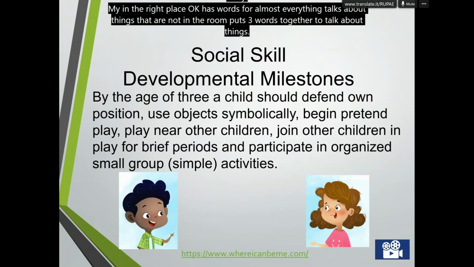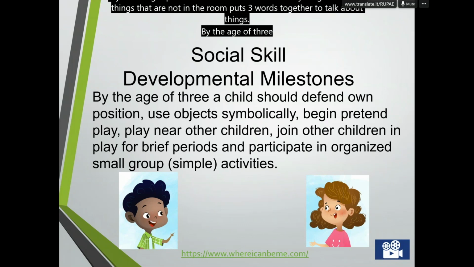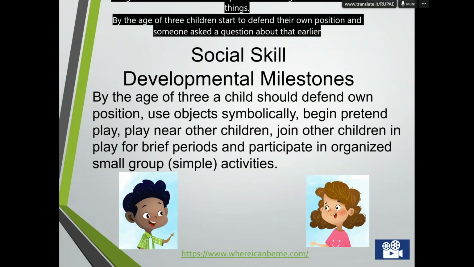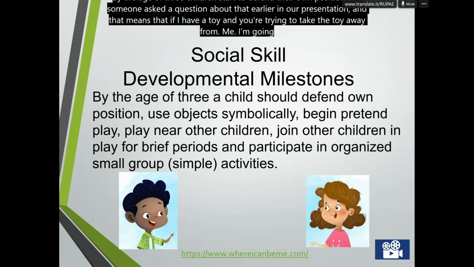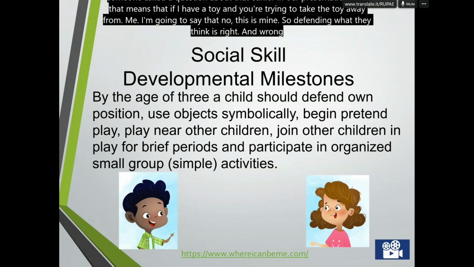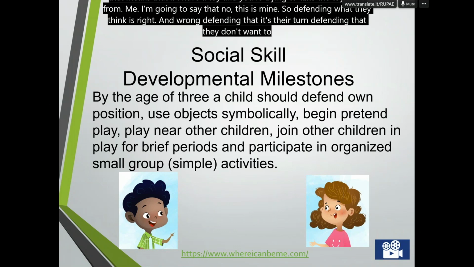By the age of 3, children start to defend their own position. And someone asked a question about that earlier in our presentation, and that means that if I have the toy and you're trying to take the toy away from me, I'm going to say that, no, this is mine. So defending what they think is right and wrong, defending that it's their turn, defending that they don't want to eat that piece of food you're trying to make them eat.